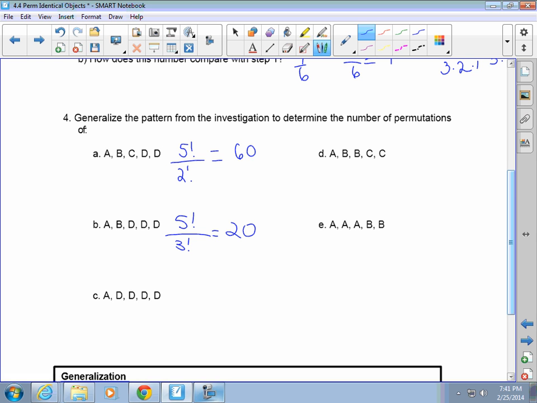So what about if we have 5 letters and 4 of them repeat? So we're going to do 5 factorial divided by 4 factorial, which is just 5 permutations.